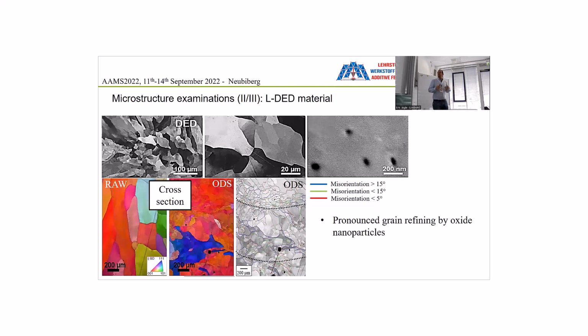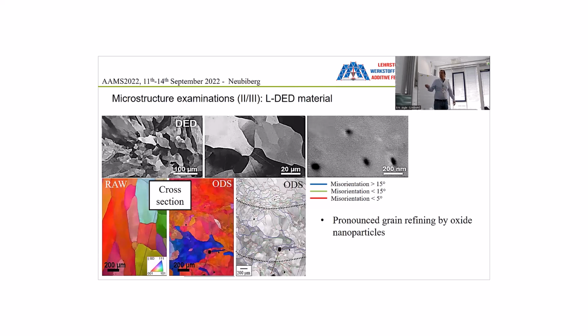The question is now, do these oxide particles affect our microstructure evolution? And the answer is yes. So basically, if you look at the inverse pole figures from the EBSD measurements, on the left-hand side, designated here as raw, is the raw material without adding any oxides. You see rather large grains here, and you also see some sort of texture in the building direction, which is up and down here. And if you have a look at the corresponding ODS material, you see that we have some severe grain refining here.